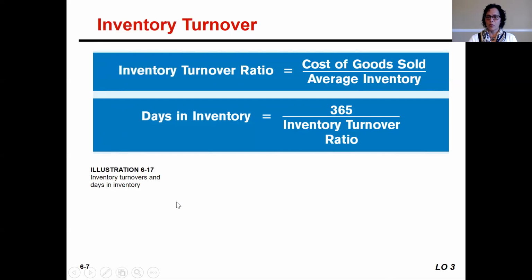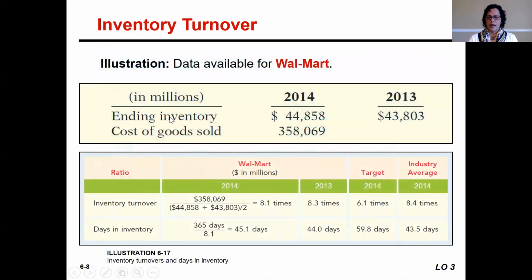So let's look at a quick example with Walmart and compare it, and use all of this ratio analysis, compare it with someone else to see how you're doing. So let's look at the example over here. Walmart, the amounts are in millions of dollars. The ending inventory in 2014 is 44,858. In 2013 is 43,803. I need these two numbers because I want average inventory. So I add up the two ending inventories and divide by 2 to come up with a simple average.